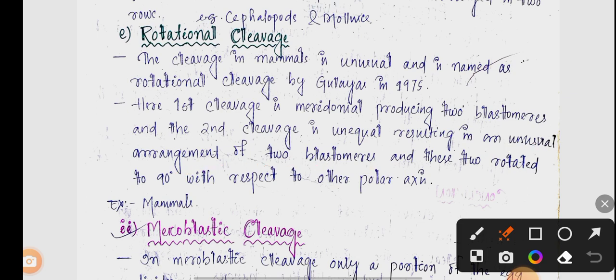of the two blastomeres, and these two rotate 90 degrees with respect to each other's polar axis. This is an important question. Example: mammals. The example of rotational cleavage is mammals.